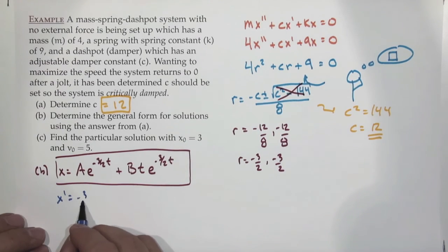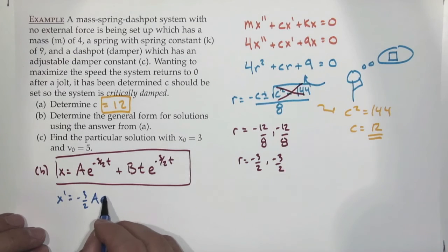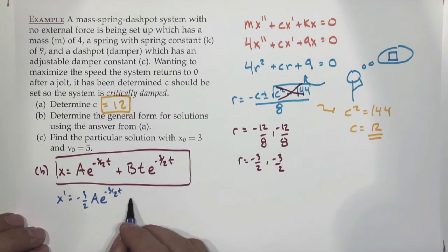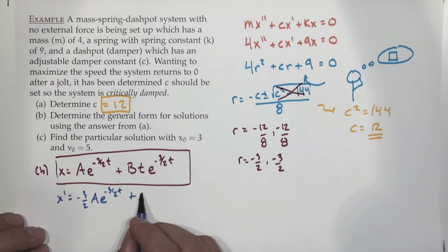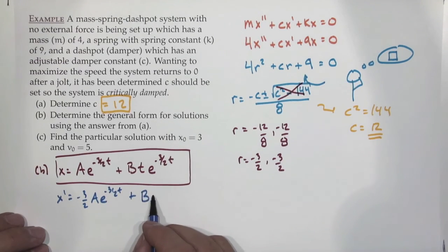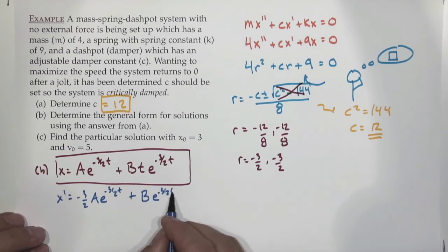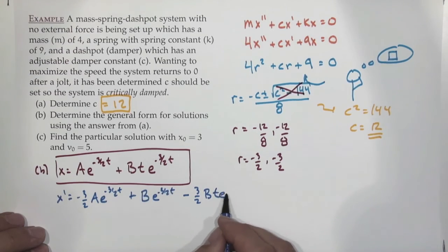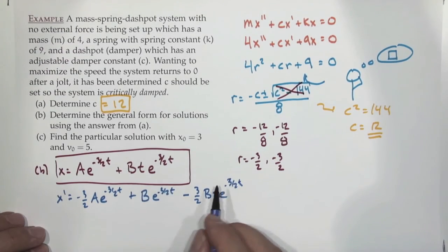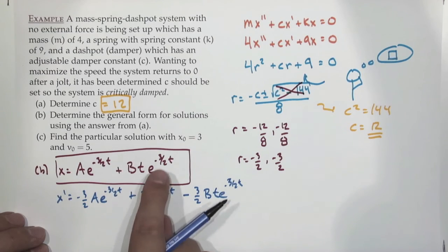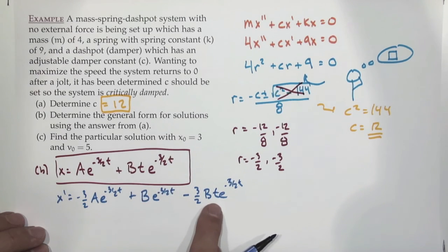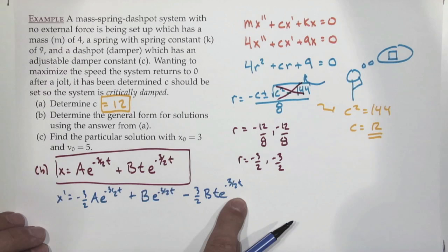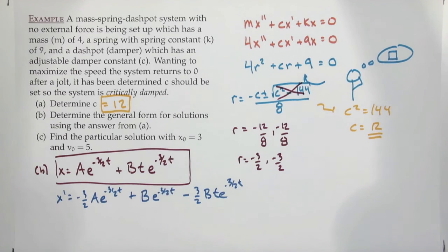So that would be negative 3/2 a e to negative 3/2 t. Here, well, product rule, it'd be b times 1 times e to negative 3/2 t, and then minus 3/2 b t e to the minus 3/2 t. So here, I took the derivative of t times the exponential. Here I left the t alone, but times it by the derivative of the exponential.